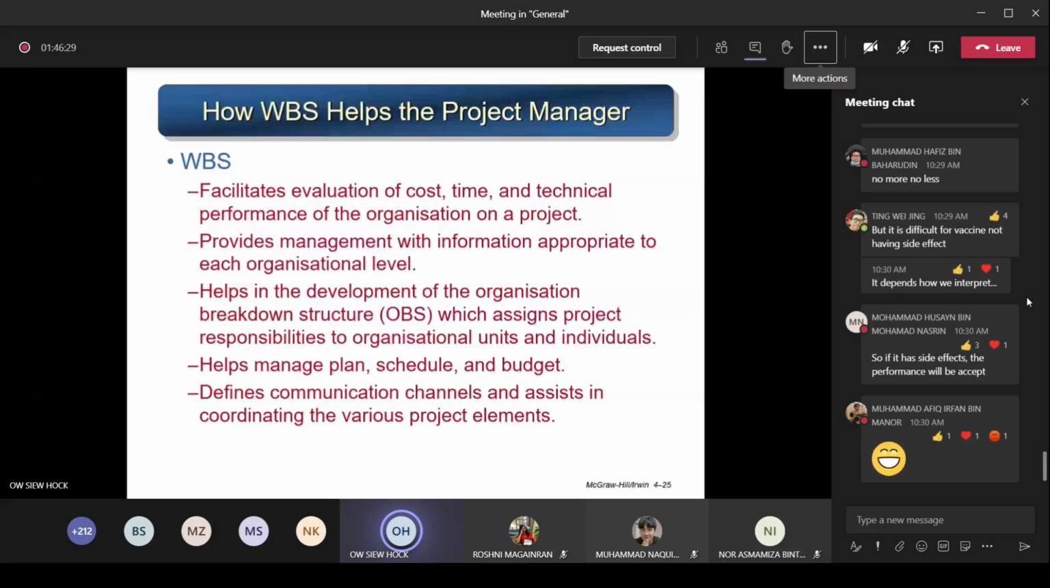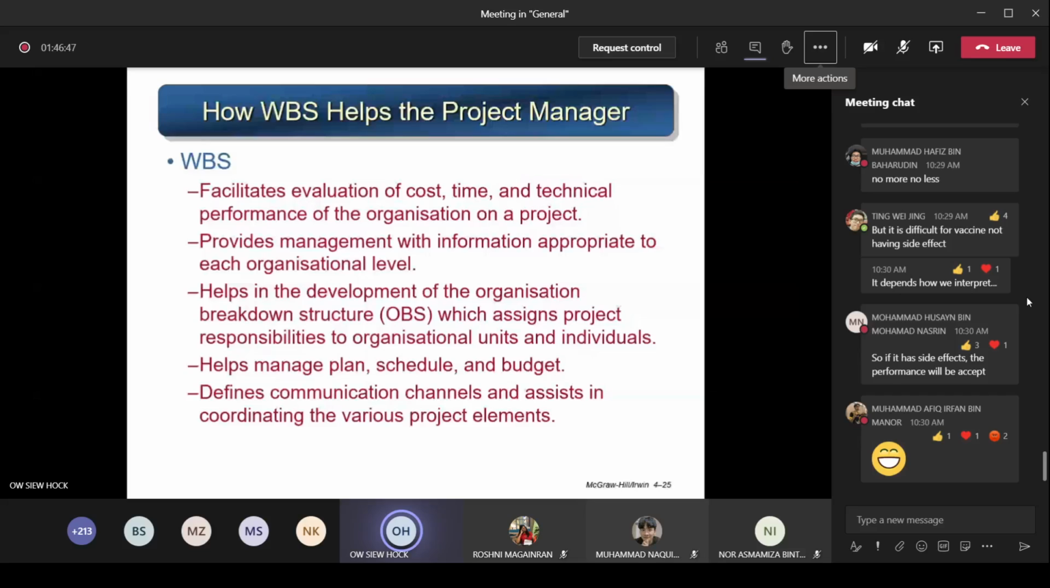So the planning itself by that particular department. So it defines communication channels and assists in coordinating the various project elements. So you can see how the WBS links up with the organizational structure. Okay, I will show you this in the example.